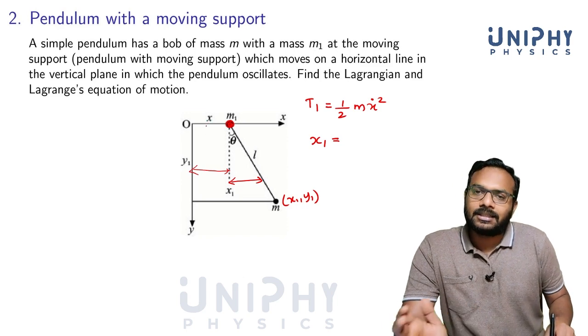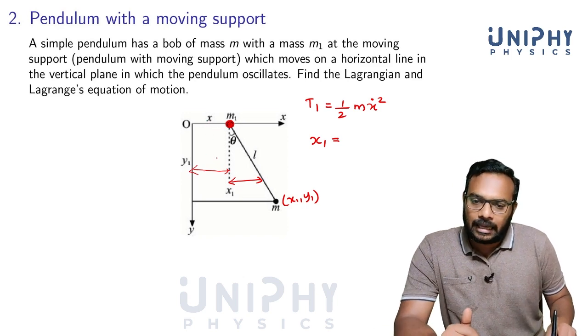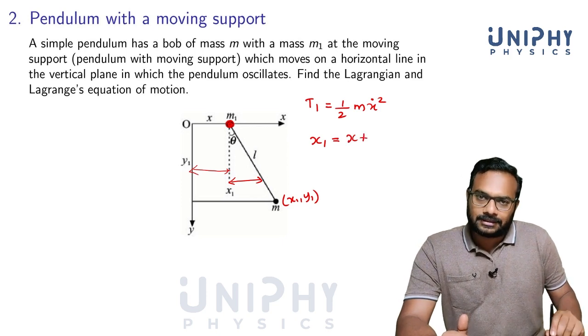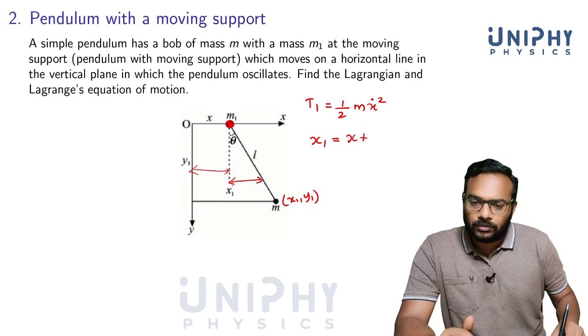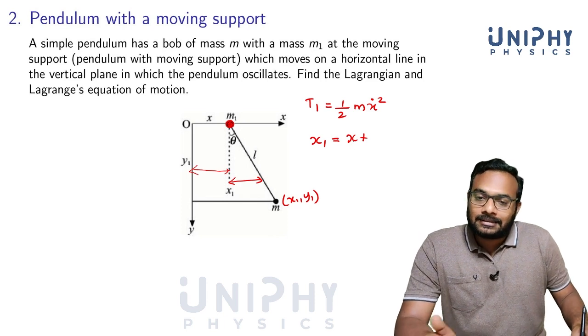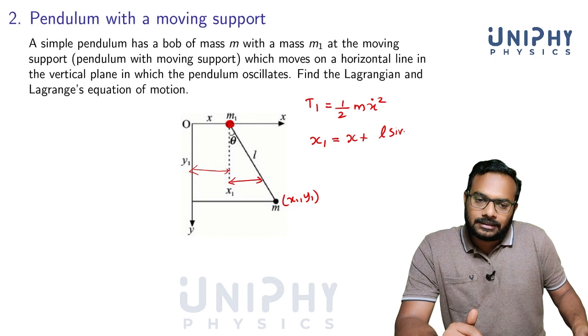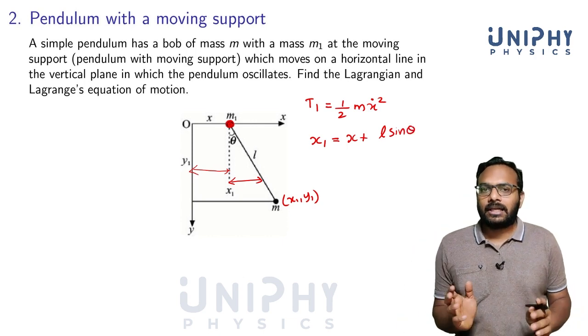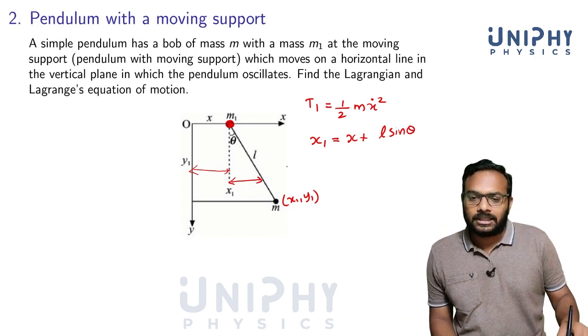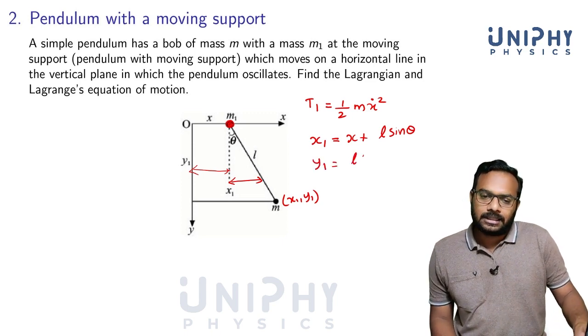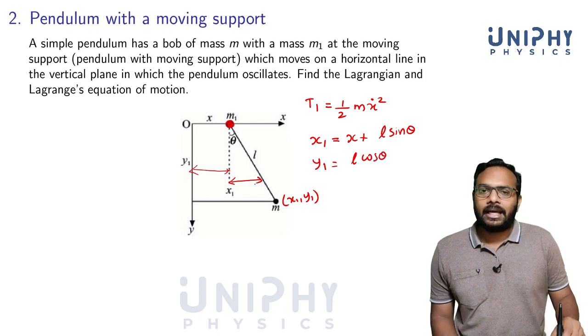This length is nothing but x, the coordinate of the mass m1. Okay, so this whole length we can write as x plus, and what's this? This is simply L sine theta. X plus L sine theta. Okay, that's it. We have done what needs to be done. What about y? Y1 is simple. It's simply this length, and it's L cos theta. Y1 is L cos theta.